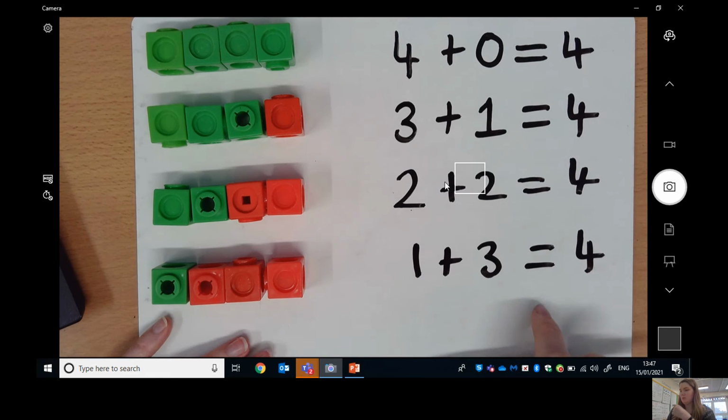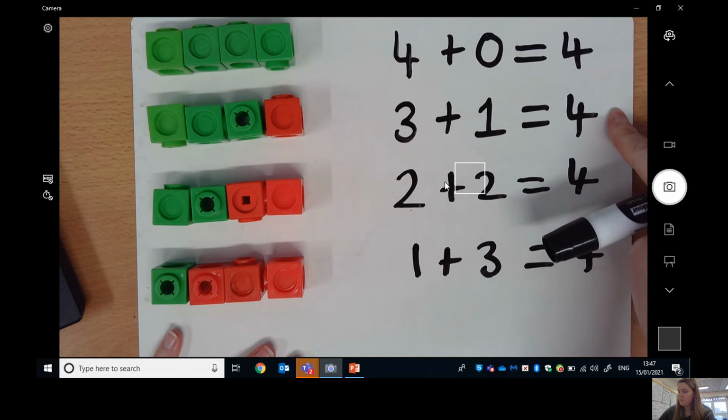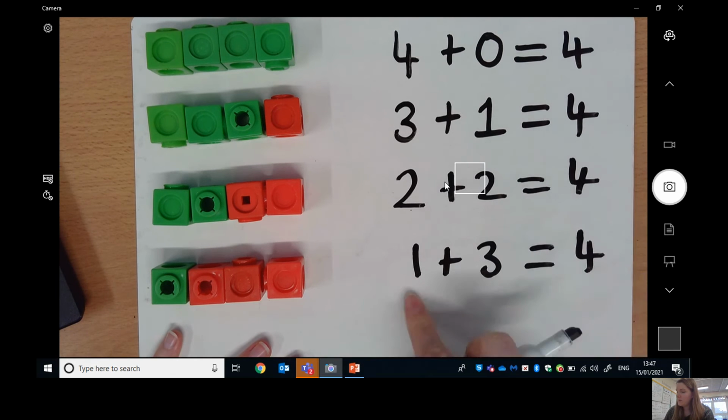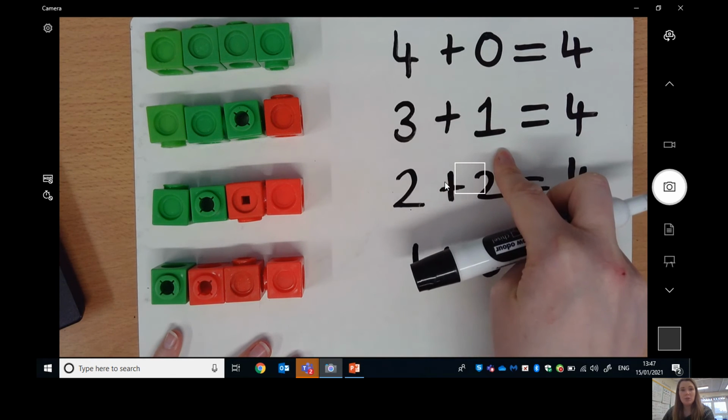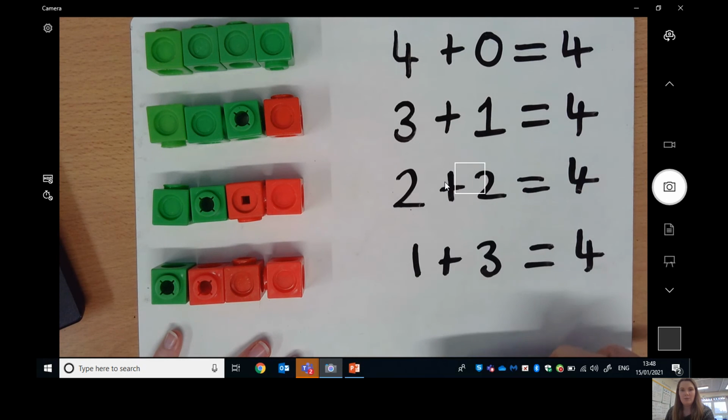Now this matches one of the sums, doesn't it? It's the same as one of the sums that we've already done. It's the same as this one, but it's a completely different sum. 1 plus 3 is a different sum to 3 plus 1. It just uses the same numbers. So it's a sneaky way to think of a new one when we just flip the numbers.